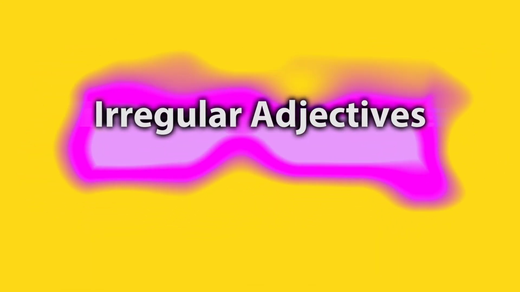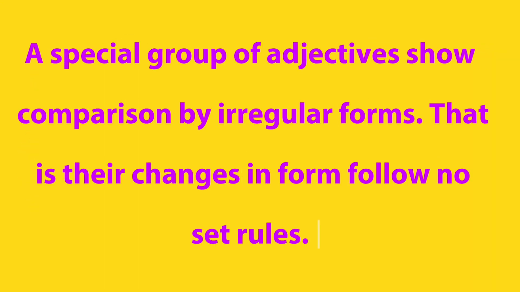A special group of adjectives show comparison by irregular forms. That is, their changes in form follow no set rules. Here are some examples.